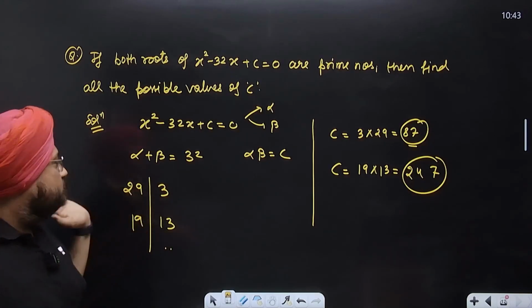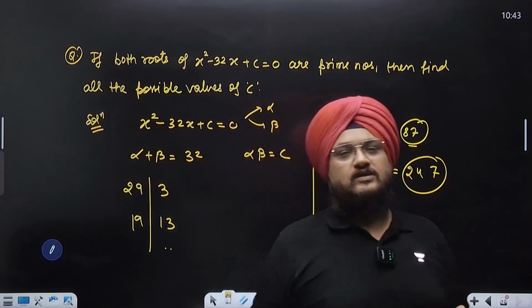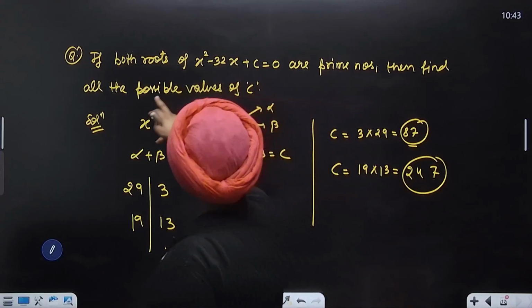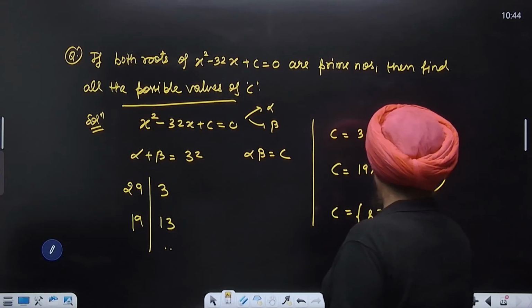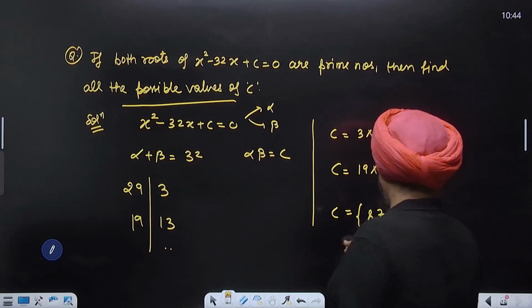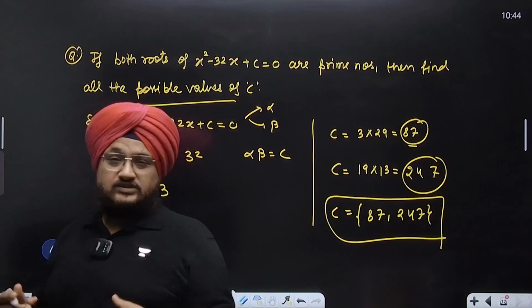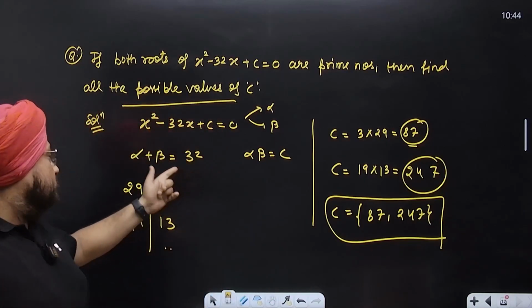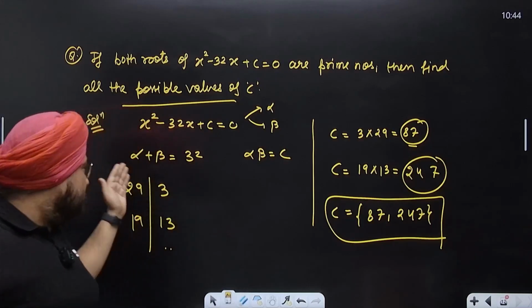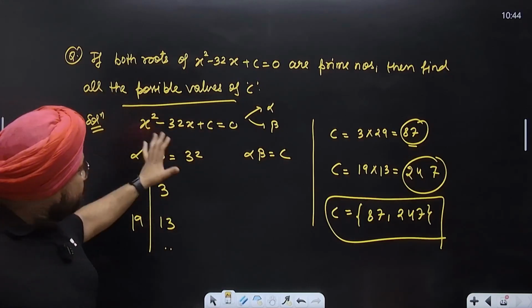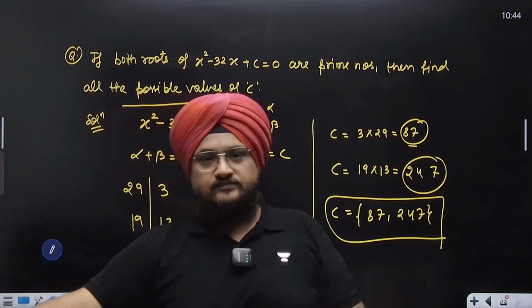So we have solved this problem. We are getting 2 values of C. So to find all the possible values of C, C is equal to either 87 or 247. Okay. So using the sum of roots and product of roots we have found the value of C, and using the sum of roots and the condition given in the question that all the roots are prime numbers.